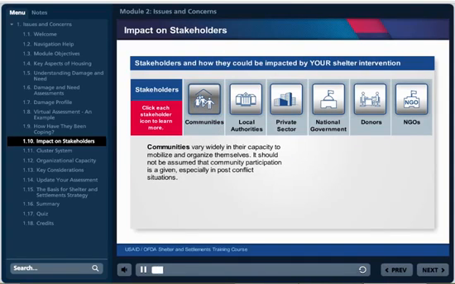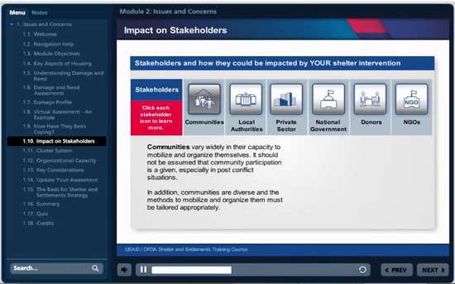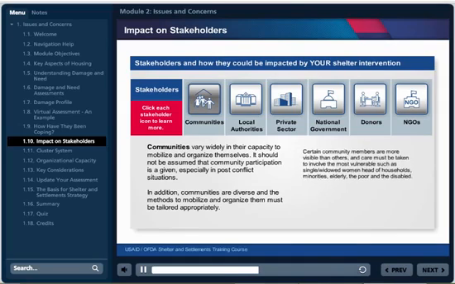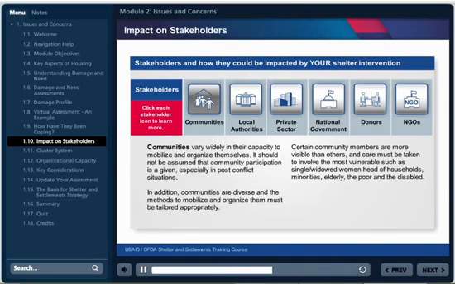Communities vary widely in their capacity to mobilize and organize themselves. It should not be assumed that community participation is a given, especially in post-conflict situations. In addition, communities are diverse, and the methods to mobilize and organize them must be tailored appropriately. Certain community members are more visible than others, and care must be taken to involve the most vulnerable, such as single or widowed women heads of households, minorities, elderly, the poor, and the disabled. Leadership should be identified early and engagement strategy defined.